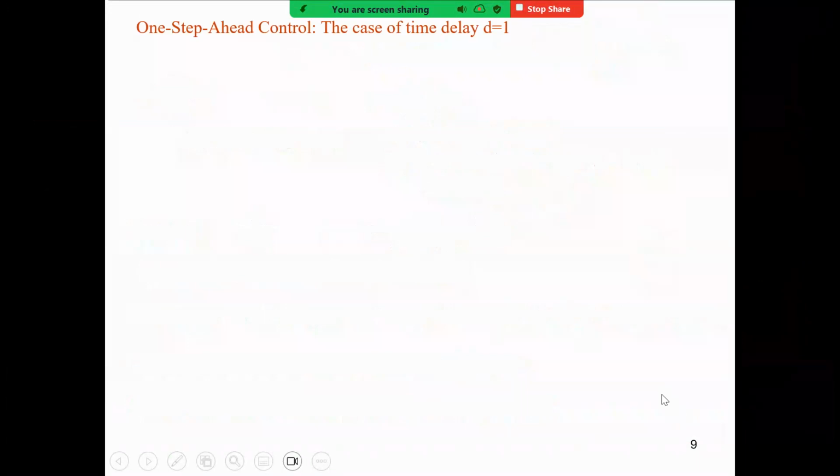All right. There are some differences in the controller design, depending on whether the time delay is one or bigger than one. Let's look at the simpler case where the time delay is one. We have a very straightforward solution. When the time delay is one, you have this equation: y(k) and y(k-1) on the left side, and u(k-1), u(k-2) on the right.